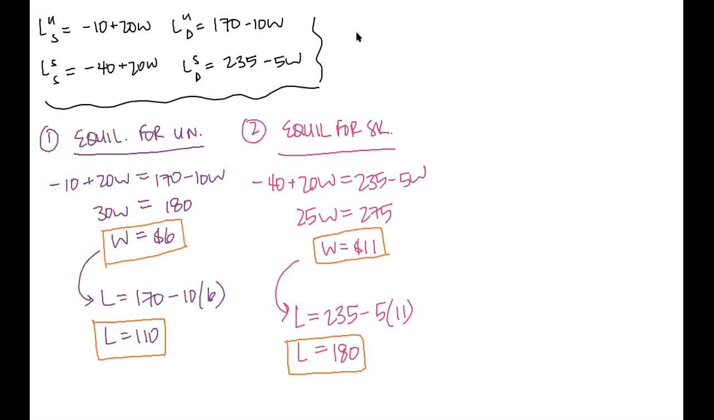But anyway, moving on to part 3 of this problem. It says, suppose labor demand changes in each market. So for the unskilled labor market, LUD is 140 minus 10W, and for the skilled labor market, LSD is 285 minus 5W. So calculate the new equilibrium wage and employment in each sector, and that's all. So I'm going to start with unskilled.